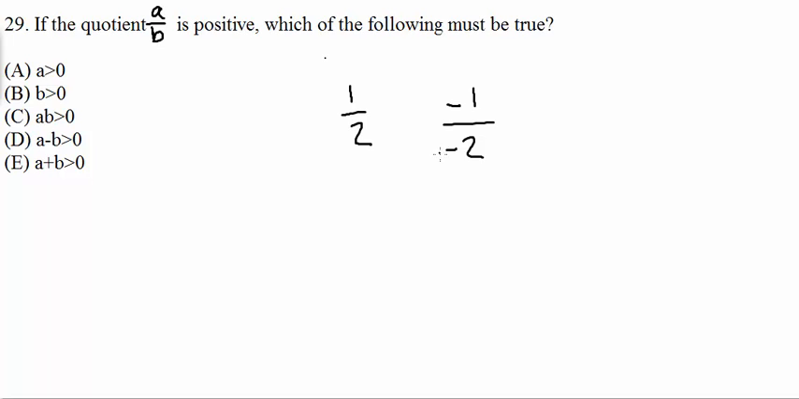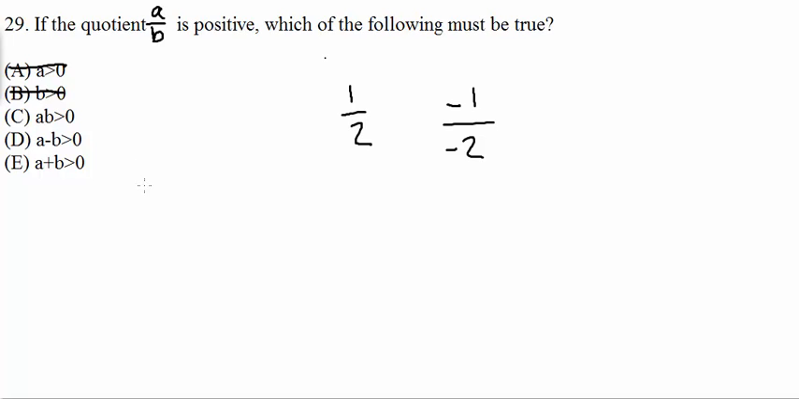So now let's go ahead and take a look at our answer choices and see what we think. So does a have to be greater than 0? No, because again, a could be -1, b could be -2. So let's go ahead and get rid of that. Same thing with b. b can also be negative. So let's get rid of that. Now we come to c. This one looks likely because if you have a positive times a positive, you're going to get a positive. Similarly, if you have a negative times a negative, you're going to get a positive. So we're going to go ahead and leave that one there.